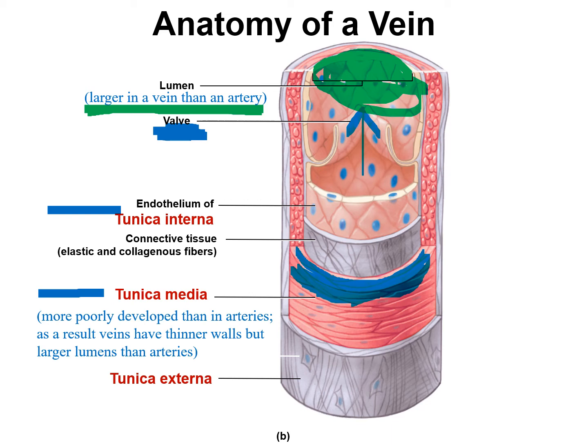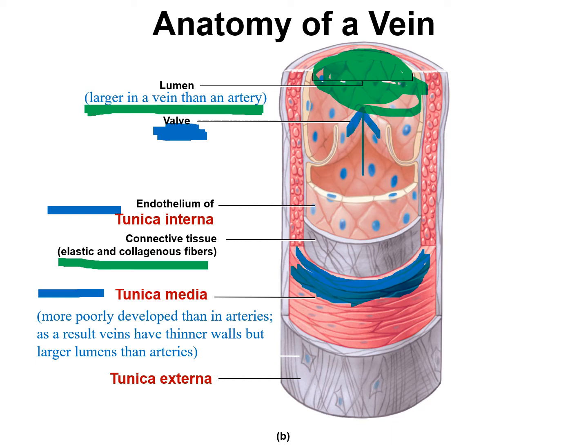Now, I don't want to say there's no elastic fibers here in the veins. There are. As you can see here, they do mention elastic and collagenous fibers in this in-between region between the tunica interna and tunica media. So there are collagenous fibers, there are elastic fibers, but they're just not nearly as abundant here in the tunica media of the vein as they were in the artery.